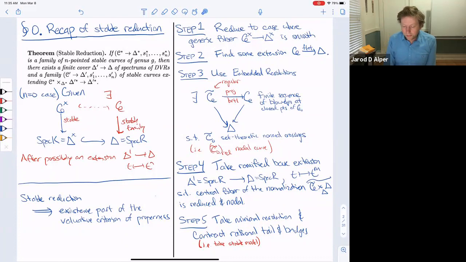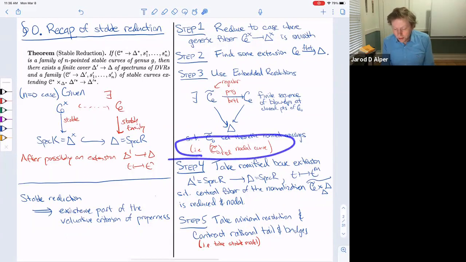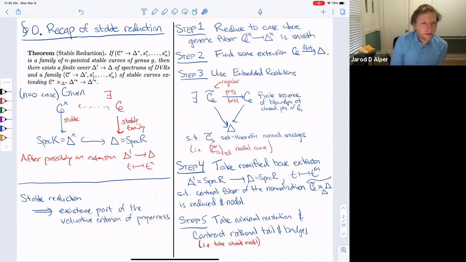So you get, by using embedded resolutions, which is an important result, almost what we want, but you get that at least the reduction of the central fiber is reduced. Is it a nodal curve? And then to get rid of the multiplicities on the exceptional components, we argued that you could just take a ramified base extension and then normalize the base change. And then you can arrange that the central fiber is reduced and nodal.